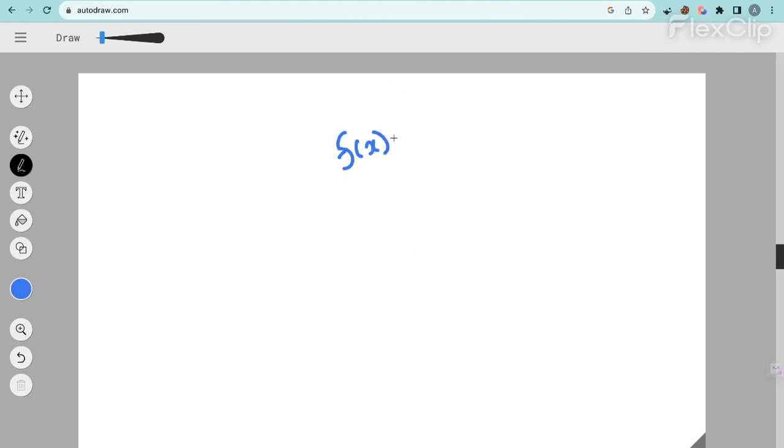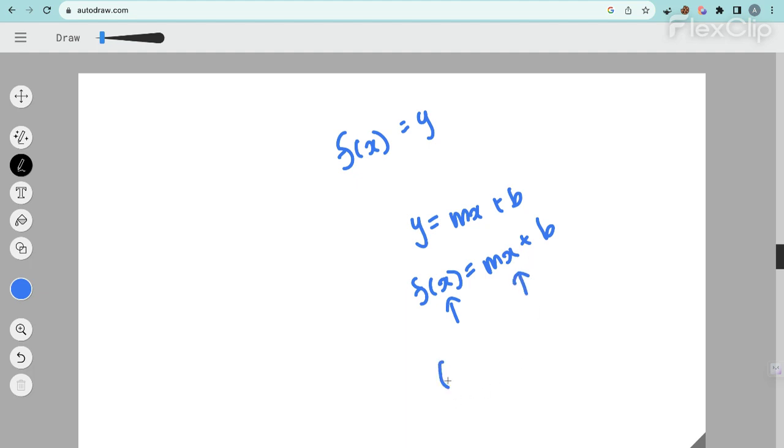This is called function notation. F of x is the same as y. They mean the same thing. So y equals mx plus b is the same as f of x equals mx plus b. The only difference is that if there's a number inside the parentheses, you have to replace every x with that number. So f of 5 would be the same as m times 5 plus b.